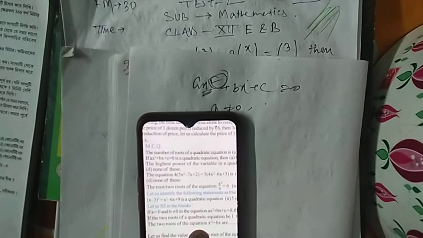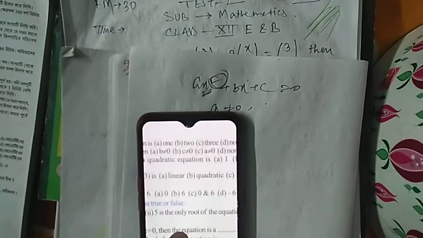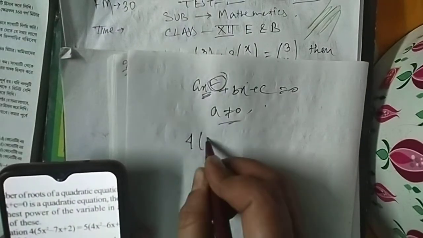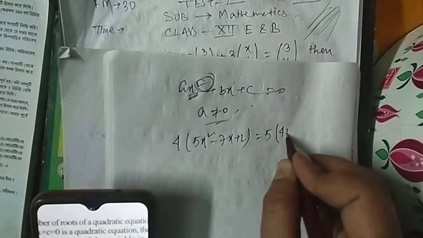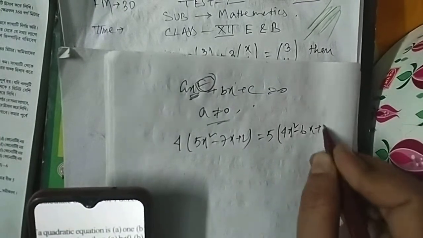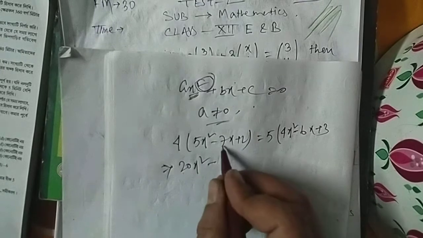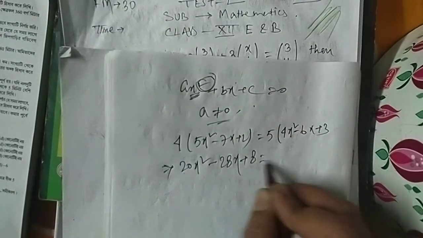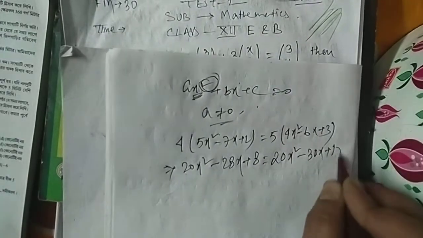Now question number 4. Here it is given that 4 into 5x square minus 7x plus 2 equals 5 into 4x square minus 6x plus 3. This is linear, quadratic, third degree, none of this. Now we take this equation, 4 into 5x square minus 7x plus 2 equals 5 into 4x square minus 6x plus 3. Then 5 4s are 20x square, minus 7 4s are 28x, 4 2s are 8; 5 4s are 20x square, minus 5 6s are 30x, 5 3s are 15.